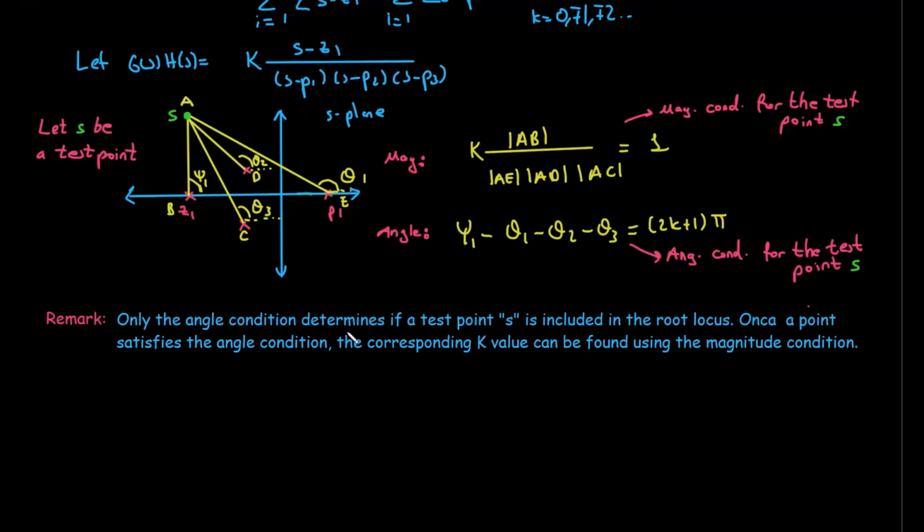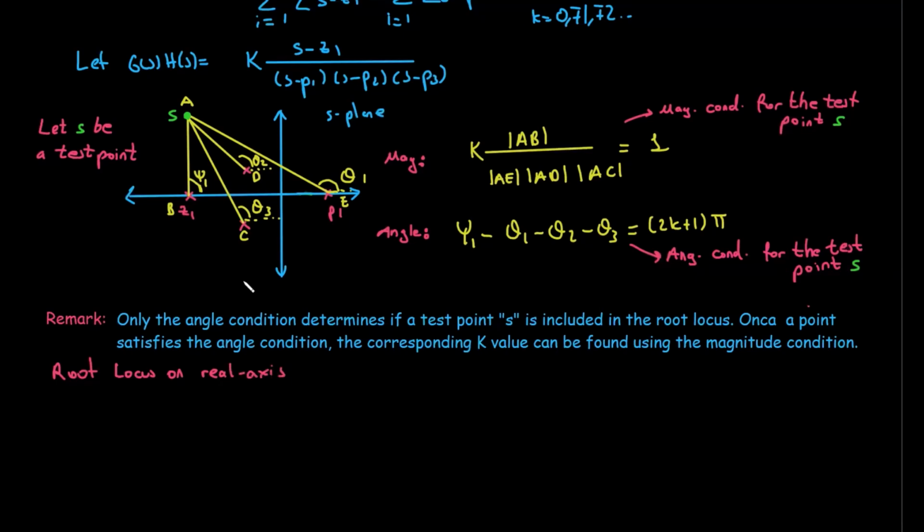It says that the angle condition determines if a test point S is included in the root locus. So I would like to show you that by inspecting the part of the real axis that is included in the root locus. Okay, so let me try to write it down. A second, please. So let me write down this as root locus on real axis.